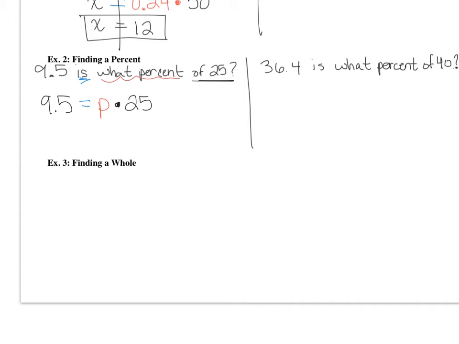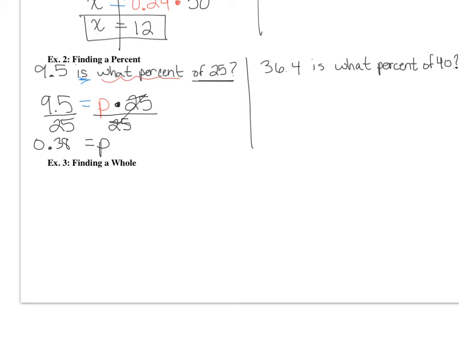Well, this is a one-step equation. And in order to solve or isolate my variable P, I have to do the inverse of multiplication. The inverse of multiplication is division. So I'm going to go ahead and divide by that 25. I'm going to one those out. And then I'm left with P equals, if I do 9.5 divided by 25, I get 38 hundredths.